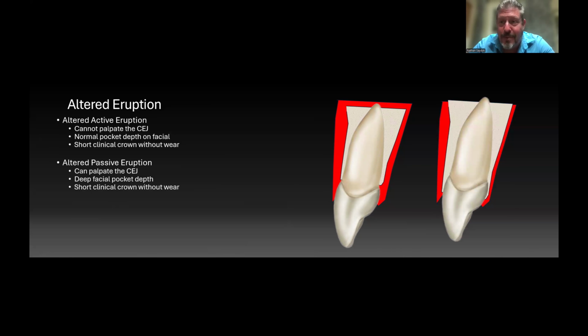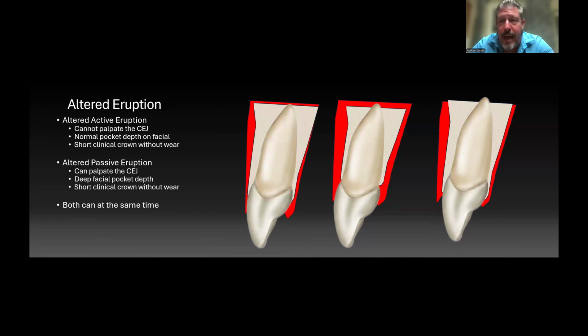You need to talk to your patient ahead of time about this too, that they have this condition and this is why the tooth or a couple teeth are short. You can also have both of these happening at the same time. And I will say that gingivectomy-only, altered active eruption only, or altered passive eruption only cases are very rare. So both can be happening at the same time, and they can be coupled with wear.